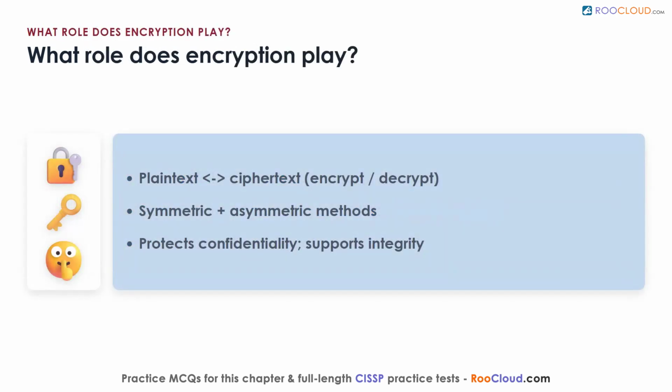What role does encryption play? Encryption is the workhorse that turns readable plaintext into scrambled ciphertext, and decryption reverses it. Using both symmetric and asymmetric methods, it protects confidentiality by hiding data from prying eyes, and it supports integrity by proving data has not been altered. It underpins a huge share of the security solutions you will ever deploy.